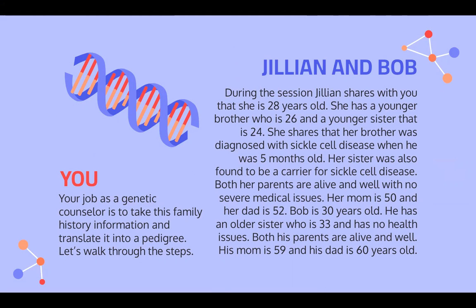So during the session, you find out information that Jillian and Bob shared with you. So Jillian shares with you that she is 28 years old. She has a younger brother who is 26 and a younger sister that is 24. She shares that her brother was diagnosed with sickle cell disease when he was 5 months old. Her sister was also found to be a carrier for sickle cell disease. Both her parents are alive and well with no severe medical issues. Her mom is 50 and her dad is 52.